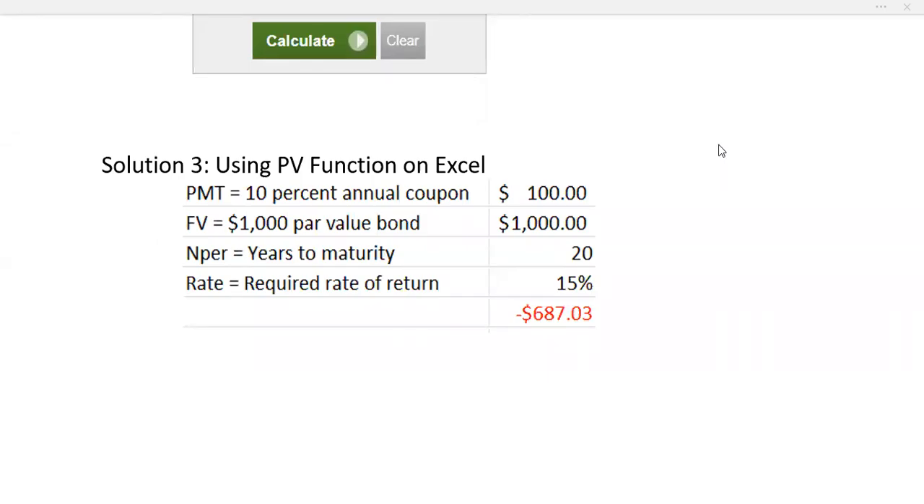The final way you can calculate the bond value is by using the PV function in Excel. You can calculate with that by putting in these values. The regular payment will be $100, which is the 10% annual coupon times $1,000. You can enter FV, which will be the par value of $1,000. Your number of pay periods would be 20 years to maturity, and the required rate of return is 15%. Let's take a look at that.